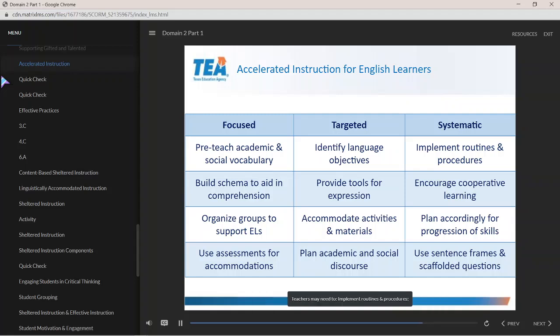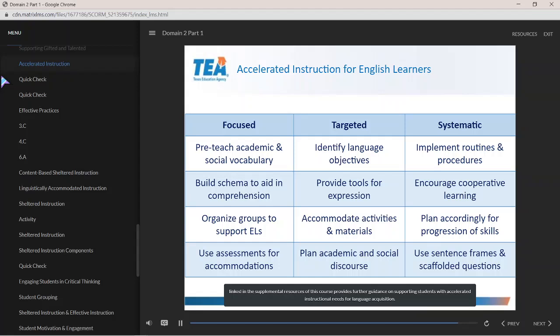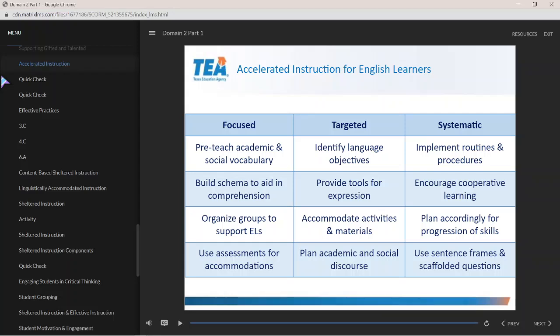Teachers may need to implement routines and procedures, encourage cooperative learning, plan accordingly for progression of skills, and use sentence frames and scaffolded questions. The ELPS instructional tool, linked in the supplemental resources of this course, provides further guidance on supporting students with accelerated instructional needs for language acquisition.